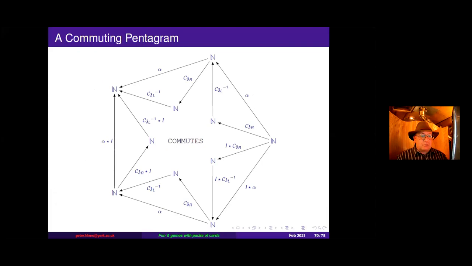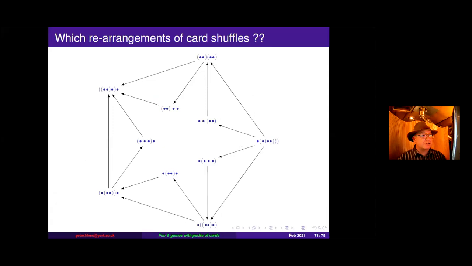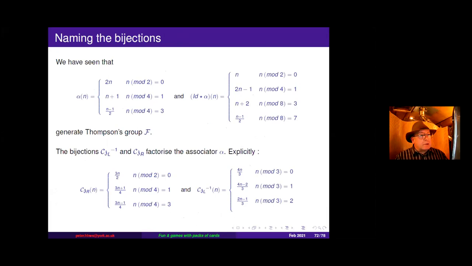And if in doubt, these are the card shuffles that are being rearranged in each case. And these are, again, simple arithmetic functions. So let's name our bijections. Well, alpha and identity star alpha, these generate Thompson's group F. CZL inverse and CZR factor the associator. So this is what they are explicitly.